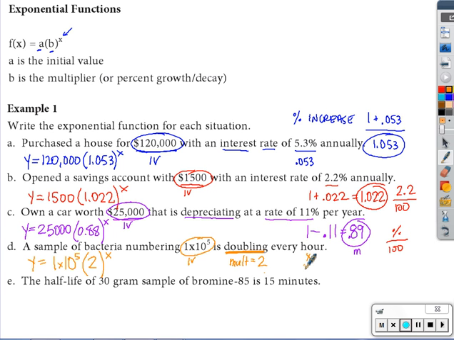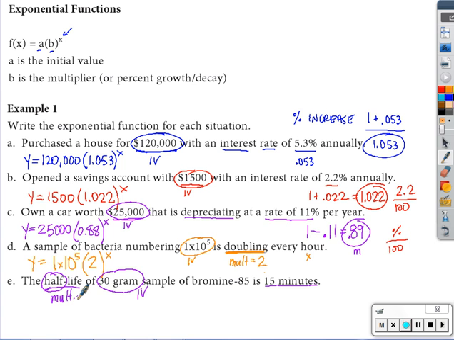Letter E is the trickiest one that we have here. This is something you'll see in science class if you haven't already. It's something we're going to talk about in the Penny Lab. The half-life of a 30-gram sample, so 30 grams is an amount, that's our initial value, of bromine 85 is 15 minutes. So we have a couple things going on here. The 15 minutes is going to be important. That means it happens once every 15 minutes. That means that 30 grams decreases by half. That should tell you what your multiplier is.